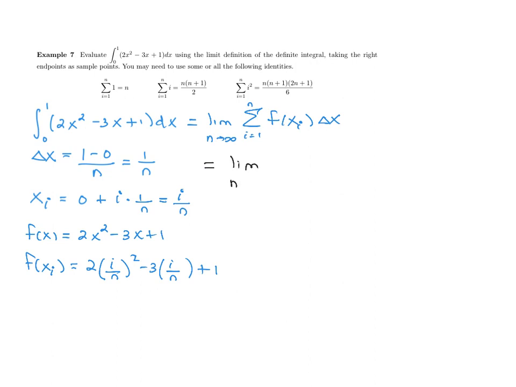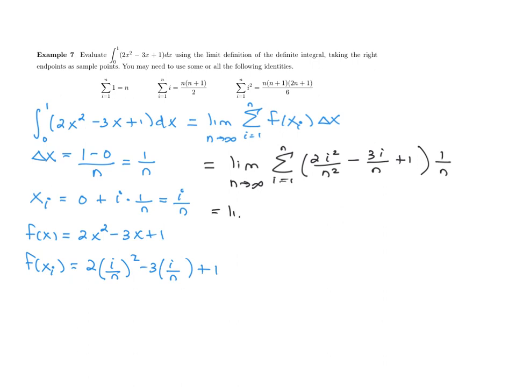This is the limit as n goes to infinity of the sum of i going from 1 to n. Okay, f of x sub i is equal to this thing. I'm going to square this out and write it as 2i squared over n squared minus 3i over n plus 1. And this is all multiplied by delta x, which is 1 over n.